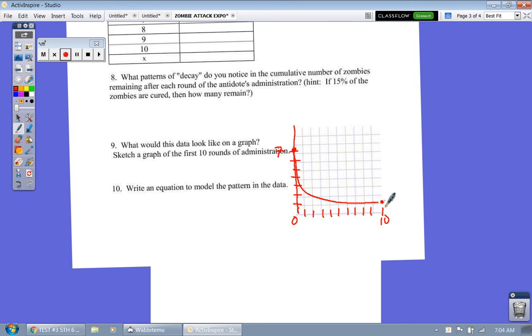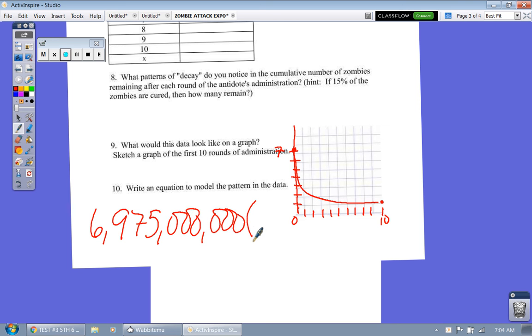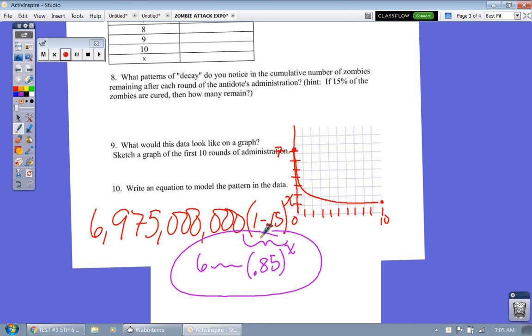And then it says write an equation to model the pattern in the data. Okay, I gave you that information on the help page. It looks like this: 6,975,000,000, and then 1 minus 0.15 to the x power. But remember, algebra, we want to simplify. So instead of rewriting this entire number again, it would just be 0.85. Right, and then you would put the 6 number right here. So this would be your equation. And you can see that pattern, that 0.85 built in right there.